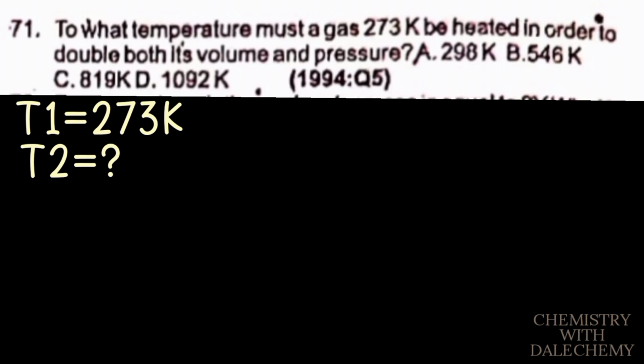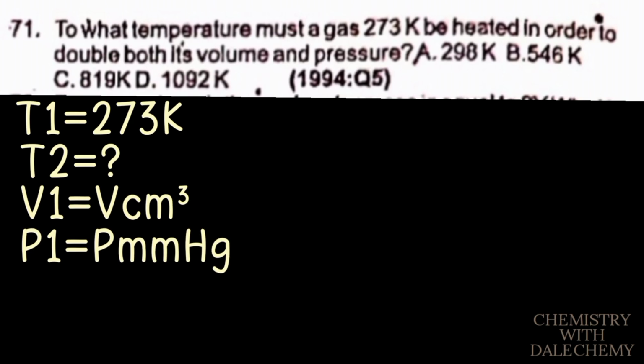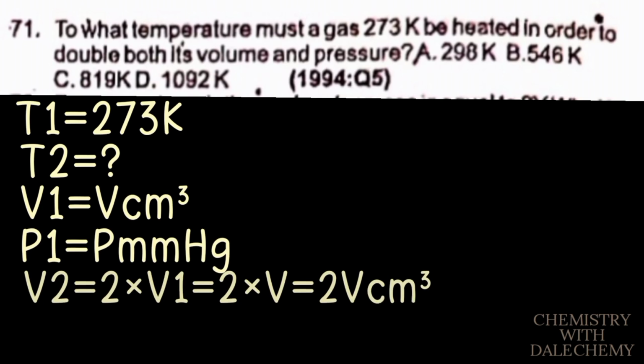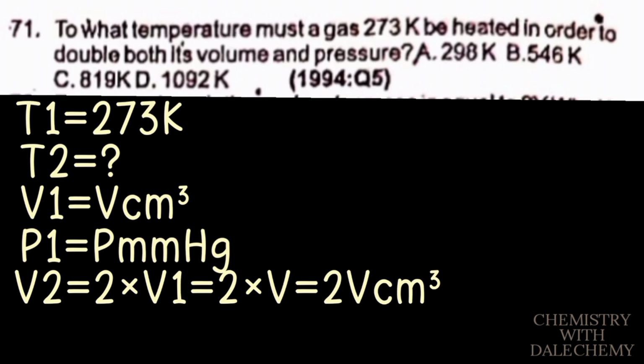So we are looking for T2. We already know T1. Now, what about the volume and pressure? Since it's not specific, we definitely know that we have a particular volume initially. So let's say V1 is equal to V, a particular volume. And P1 also, let's say it is P, a particular pressure. Now, V2 will be what? That is 2 times the initial volume, which is 2V.